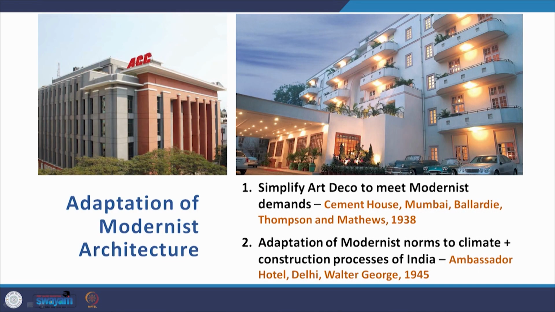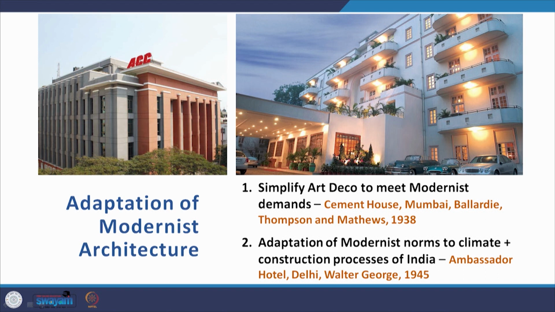And then the adaptation of modernist architecture in India came in two ways initially: by simplifying Art Deco to meet modernist demands. As we saw last time, Art Deco had formed a very important set of buildings in Mumbai, and this Art Deco then added on a modernist identity. For example, the Cement House in Mumbai, which is now the ACC headquarters, by Ballardie, Thompson and Matthews in 1938.